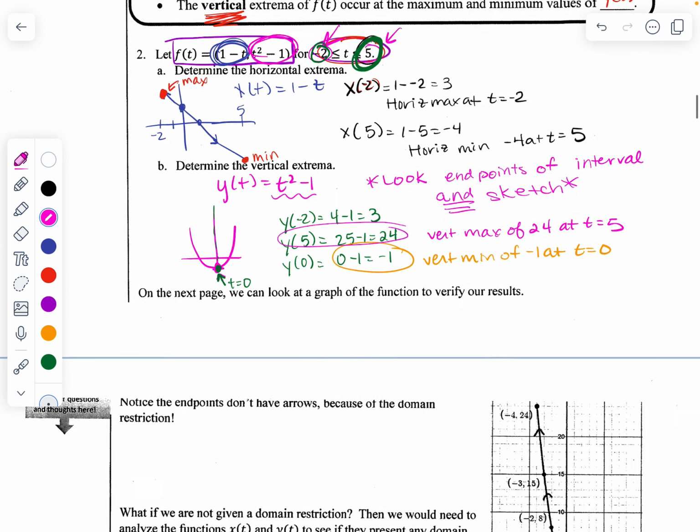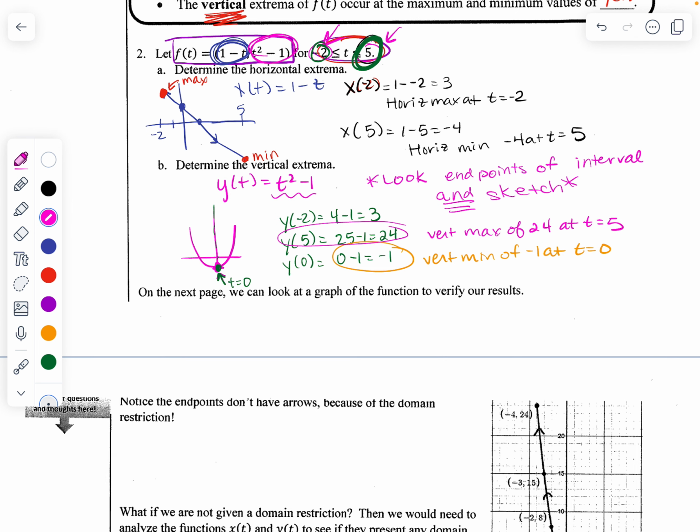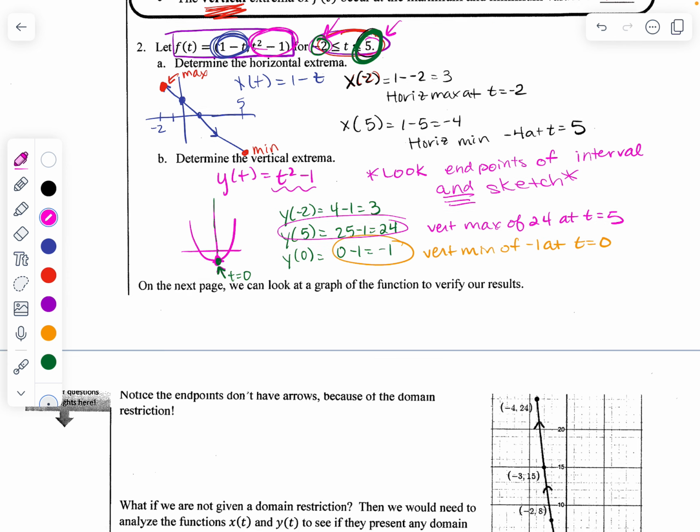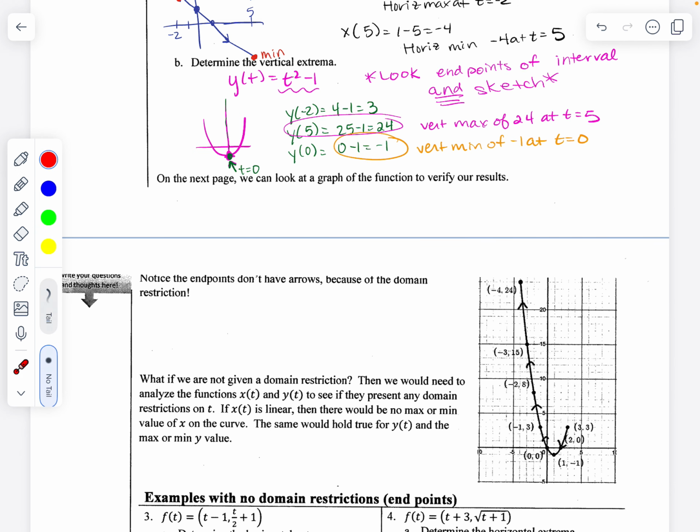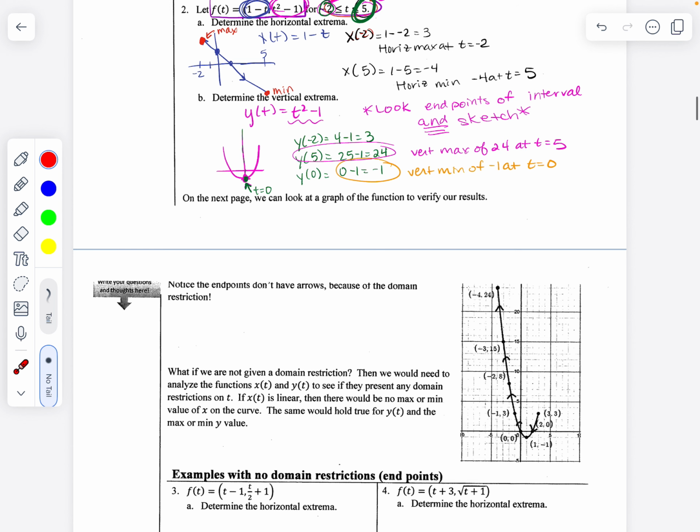All right, so let's compare our results from number 2 and look at the actual sketch, okay? If you look at your graph on the other side or on the screen, we can see that we have a horizontal max at t equals -2. Remember, that horizontal max at t equals -2 gave me a value of actually x equals 3, so when we see x is 3, we see this endpoint here, okay? That's our horizontal max for sure.